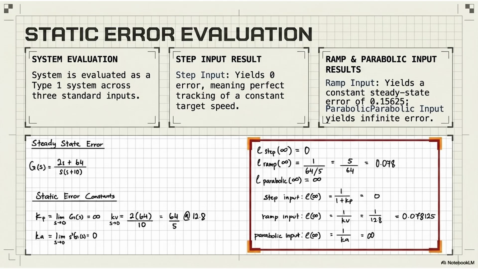Next is static error evaluation. Because there is a single integrator in our feed-forward transfer function, this is classified as a type 1 system. When subjected to a step input, the system yields zero error, meaning it tracks a constant target speed perfectly. When subjected to a ramp input, which represents constant acceleration, the system yields a constant steady-state error of 0.15625. A parabolic input yields an infinite error, which is expected for a type 1 system.